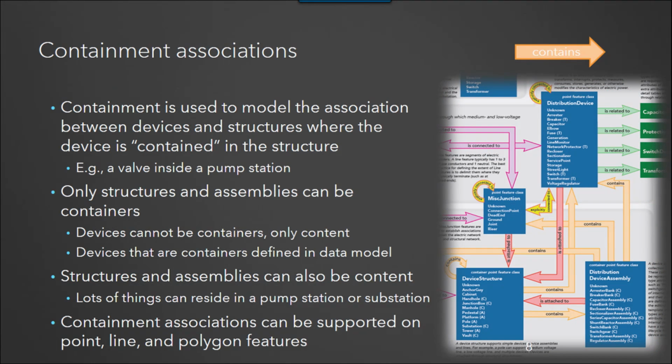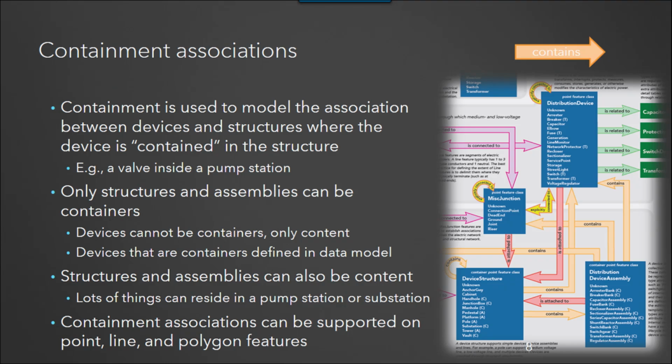Containment associations. Tom talked about this when he was talking about the substation inside San Diego, the Old Town substation. You can have things such as trenches. Trenches contain lines. You can have duct banks that contain ducts that can contain lines. You can also have things such as a substation. A substation can contain bus bars and transformers and all the rest. Or a water pump station can contain pumps and motors and check valves and who knows what goes into one of those. Now, only structures and assemblies can be containers.